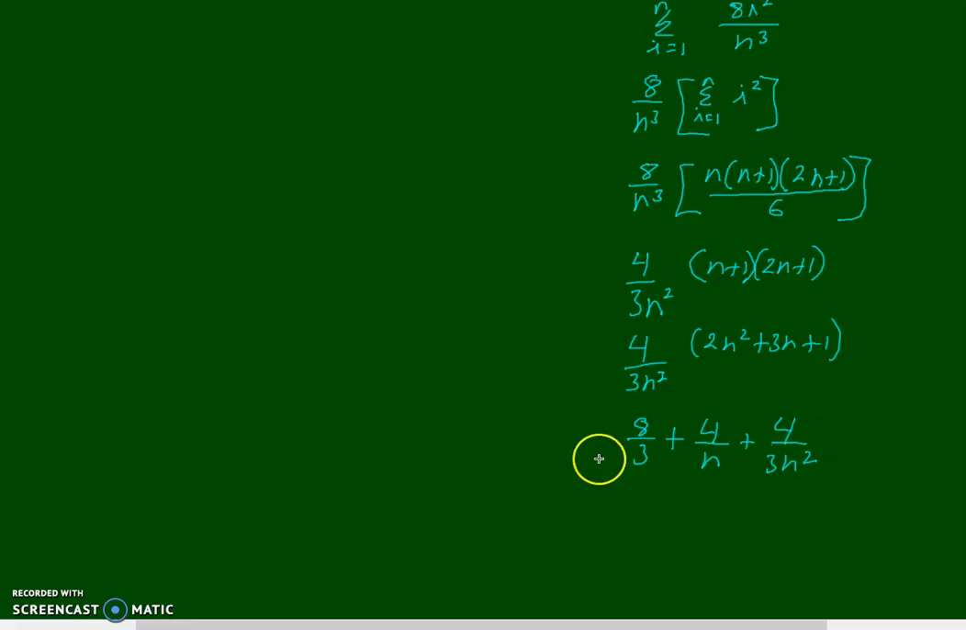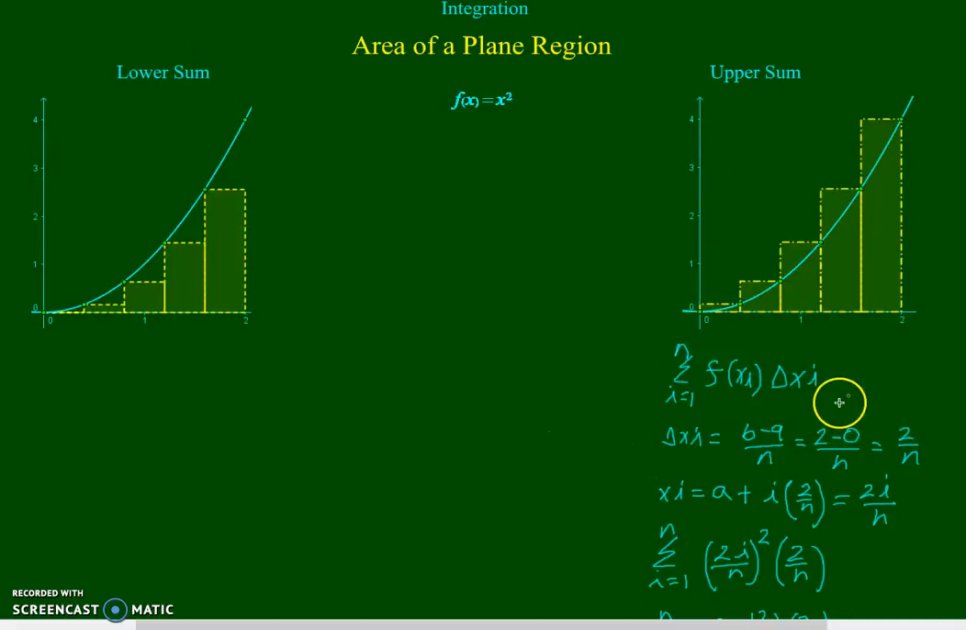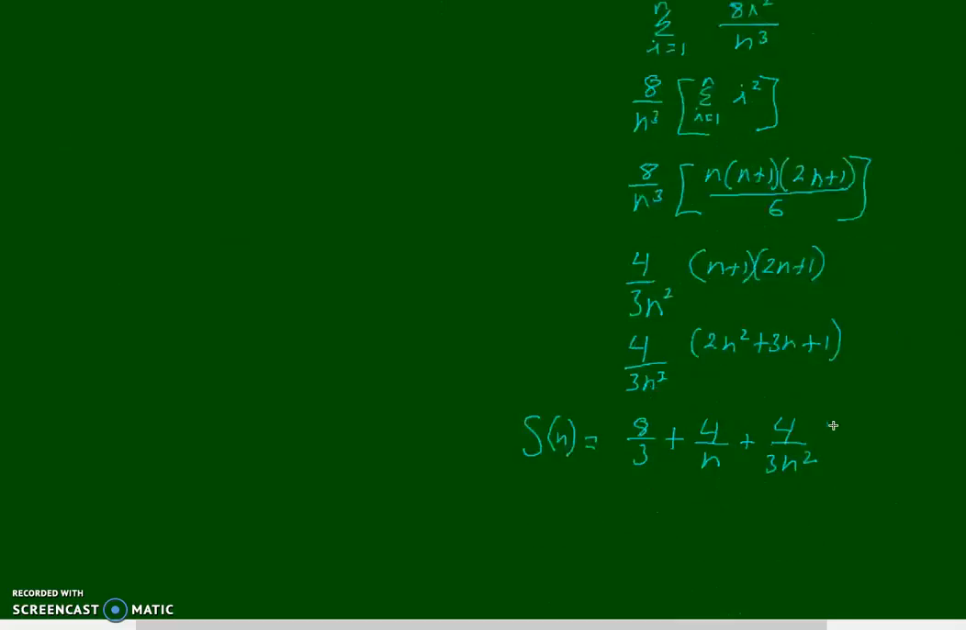Now this is our upper sum, and we can write it as big S of n equals that. Now if we were to substitute some number in for n, we would actually have a value for the approximation of the area of this subinterval using the upper sum. Now let's compare this result with the lower sum. So let's go ahead and find the lower sum.